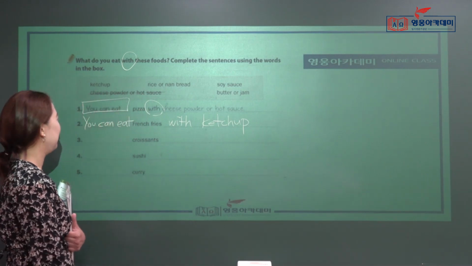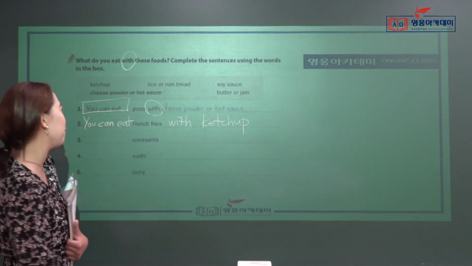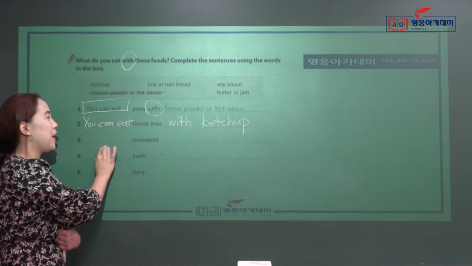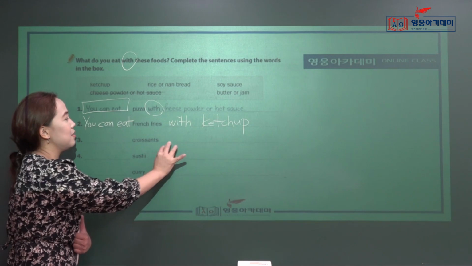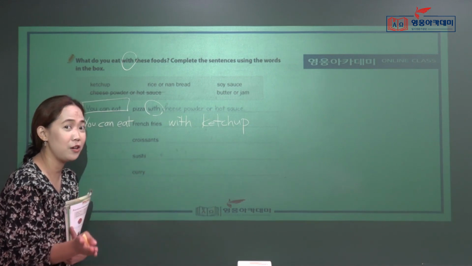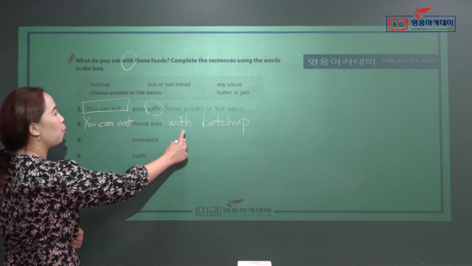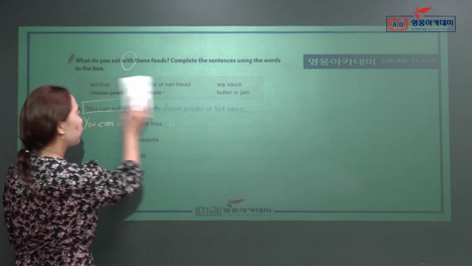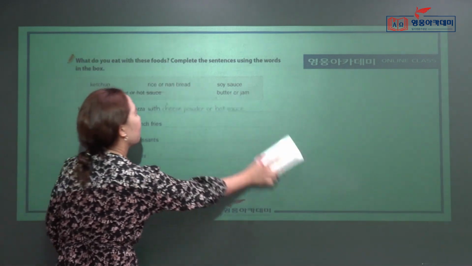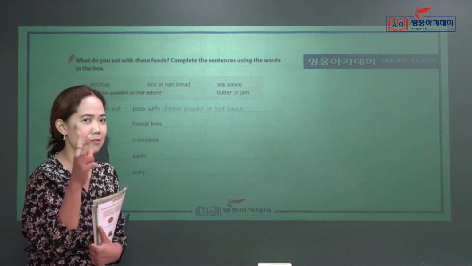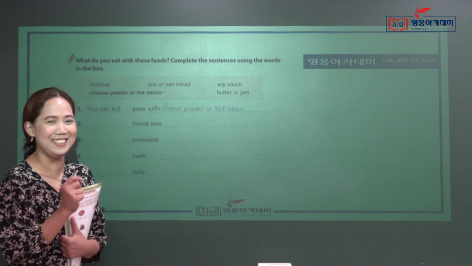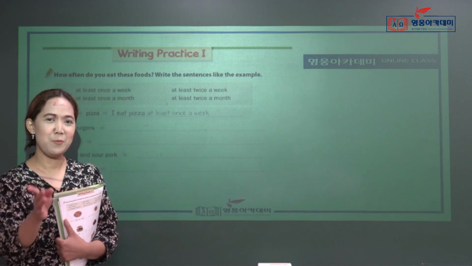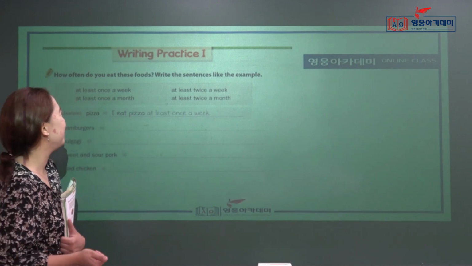Okay. Next is croissant. Yay, my favorite. What do you eat croissant with? Okay. Right here, your answers. You can eat croissants with butter or jam. Right here, with butter or jam. Okay. Write your answers now, guys. I'm watching you. Okay, I know if you guys are writing or not. Okay, so if you're done with that, let's go to writing practice 1.